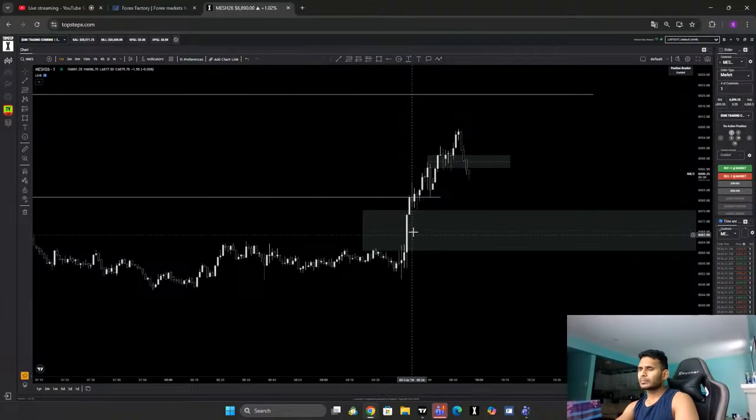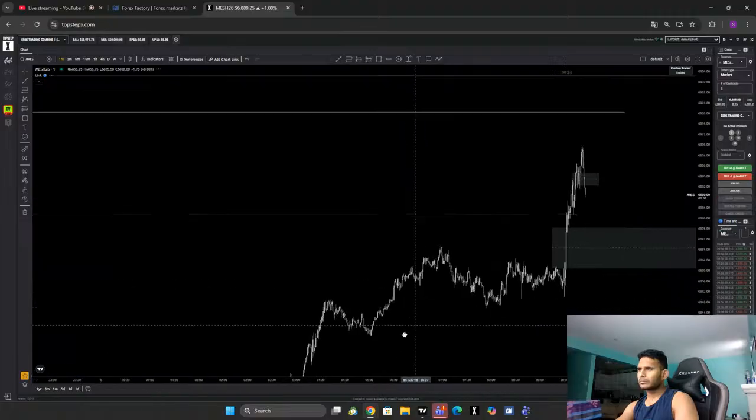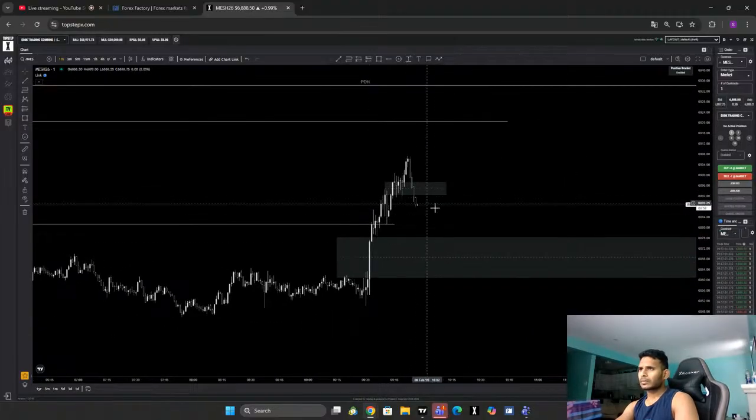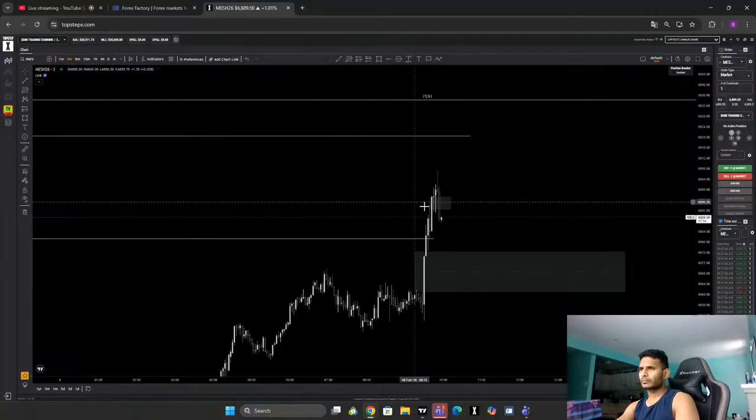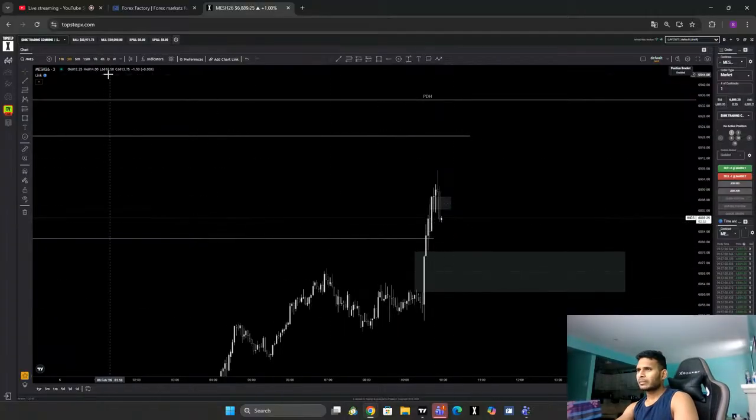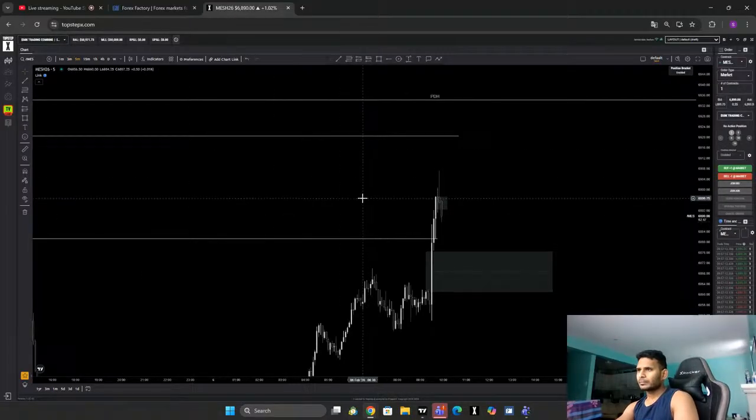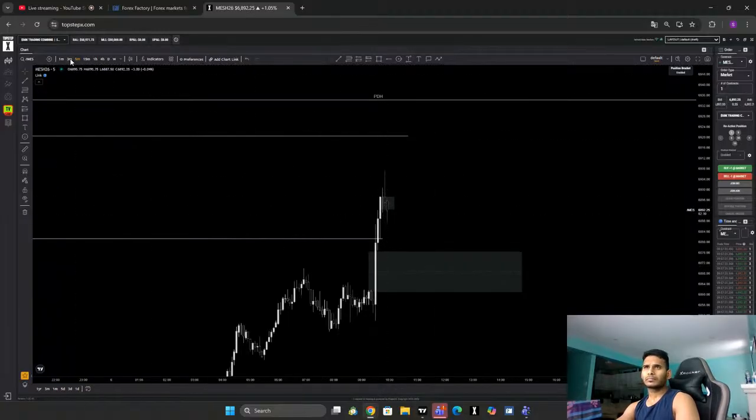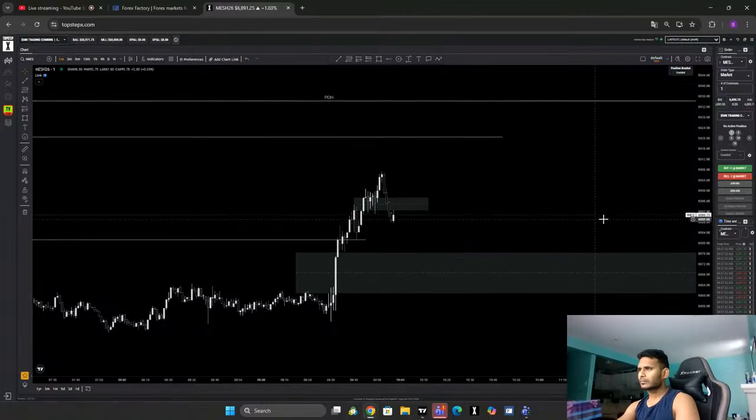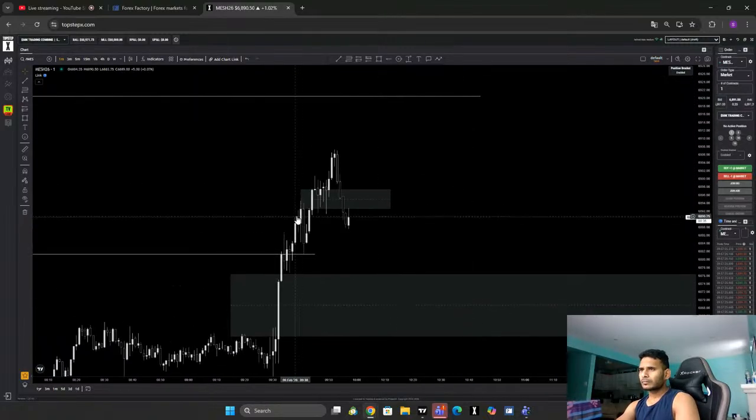I would target this level. Target this level. Yeah, no, it should go 957. Got another candle. News candle. Nice.